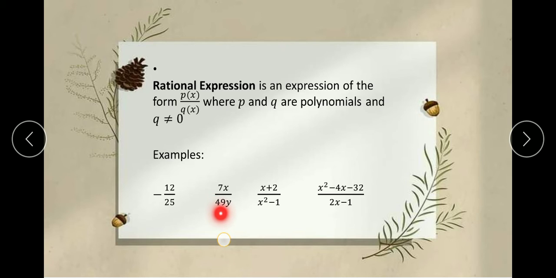Second one, 7x over 14y. This time, it contains variables x and y. We have numerical coefficients of 7 and 14 in the numerator and denominator respectively. The third expression is x plus 2 over x squared minus 1, where your numerator is a linear function and your denominator is a quadratic function. Our fourth example of a rational expression has a numerator which is a quadratic function and a denominator which is a linear function.